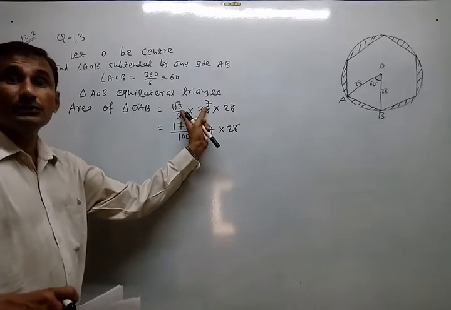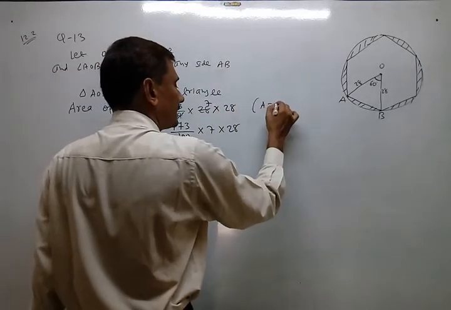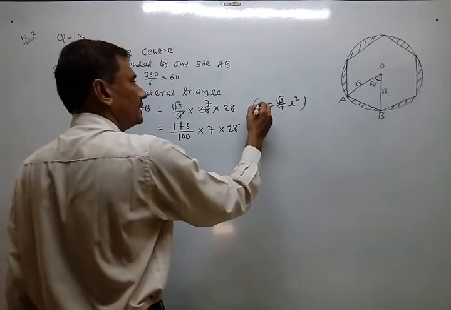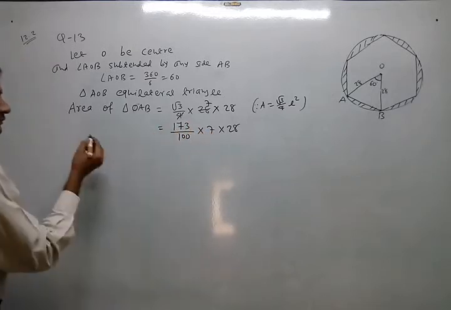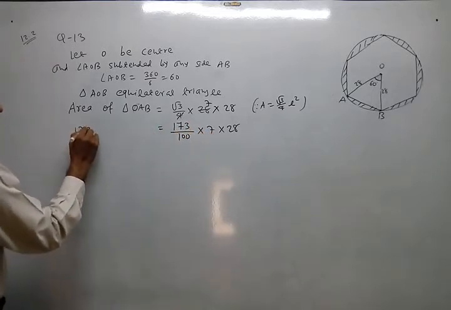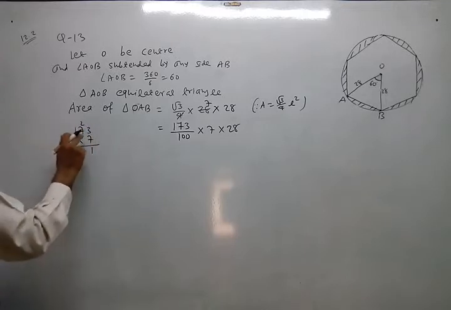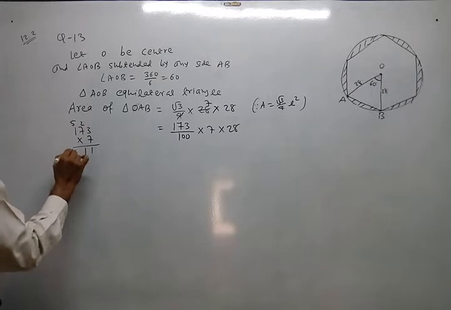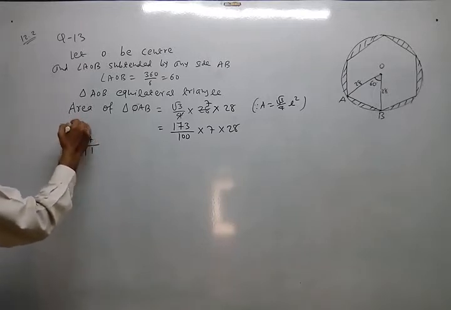This is the formula, root 3 by 4 a square. You know, the area of an equilateral triangle is equal to root 3 by 4 L square. That is the formula used here. Now just simplify it. 173 into 7: 7 ones are 7, 7 threes are 21, 7 sevens are 49 plus 2 is 51, giving 1211.